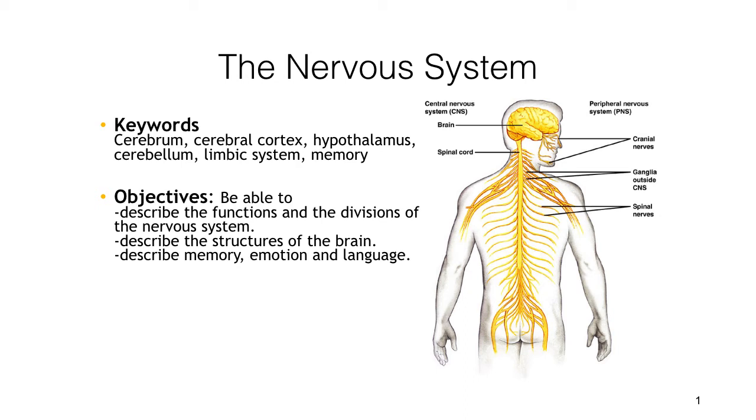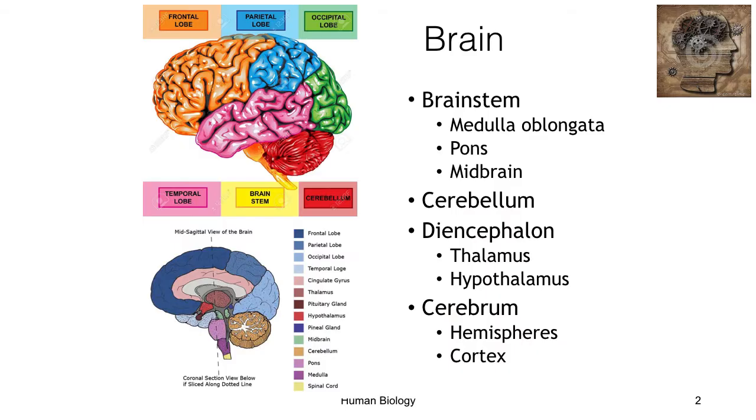All right, this is the third of three programs on the nervous system. We're going to talk about the central nervous system, describe the most important structure, the brain, and then go and talk about a few more functions of the brain: memory, emotion, and language. All right, the brain is part of the central nervous system.